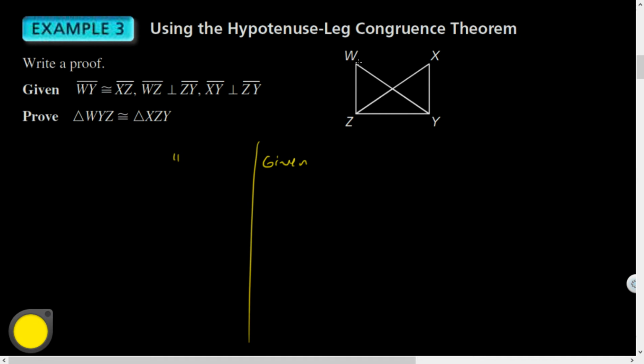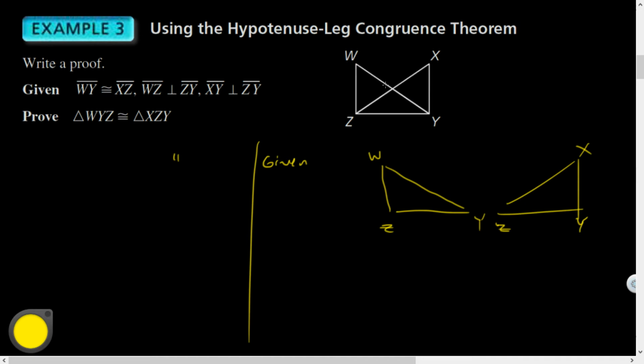WY is congruent to XZ. Now, guys, what I'm going to do here, I'm going to draw this as two separate triangles. Let me draw it over here. Here's my WZY. And here's my, this would be ZYX. All right? By drawing these separate, it might be easier to visualize sometimes. Not necessarily, but it might help some of you because of this overlap.